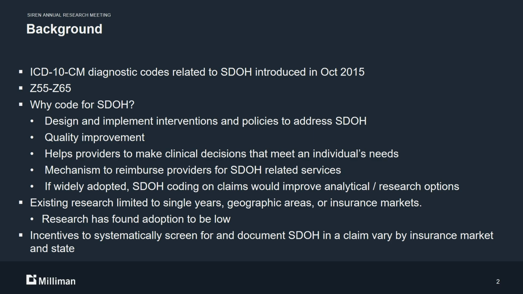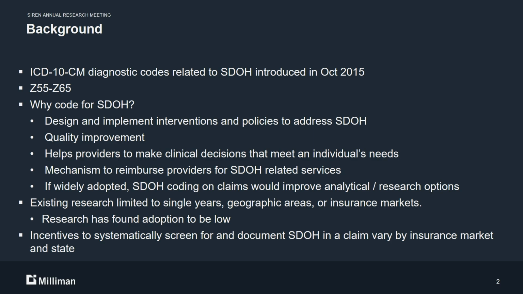Again, there can be limitations to how we want to do that, and think through what it means to collect this data as well. There's been a lot of existing research done that has tried to quantify the use of these Z codes in claims. A lot of it's been limited to single years or geographic areas or insurance markets or places like points of service. The theme coming out of all of these is adoption has been really low. You're not seeing high levels of adoption of using these codes in administrative claims. The spoiler alert is we found the same thing.